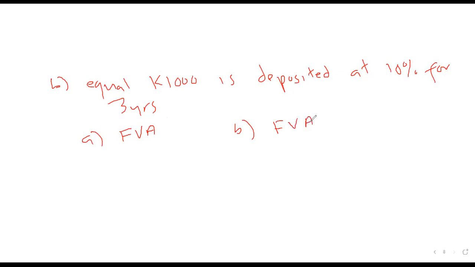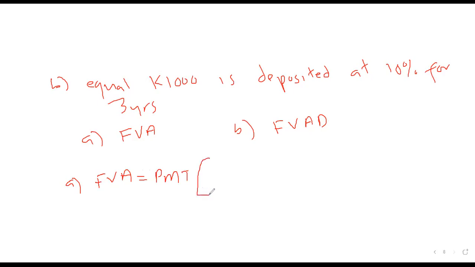What is the difference between these two? The future value of an annuity and the future value of an annuity due. The future value of an annuity is for an annuity payable at the end of each year. And for B, the future value of an annuity is paid at the beginning of each year. Great. So the future value of an annuity at the end of each year is called an ordinary annuity.